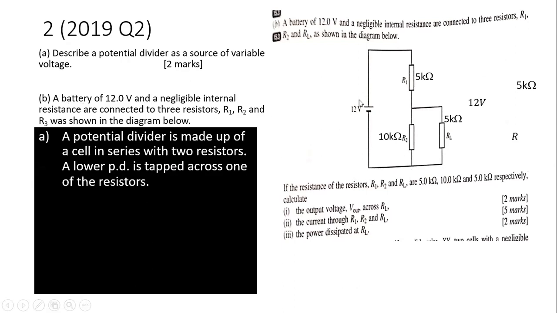Okay, a battery of 12 volt and negligible internal resistance is connected to 3 resistors, R1, R2, R3. If the resistor values are given as 5, 10, and 5 kilo ohm, calculate the output. Okay, how to calculate the output across R2? How to do that? Across this RL.